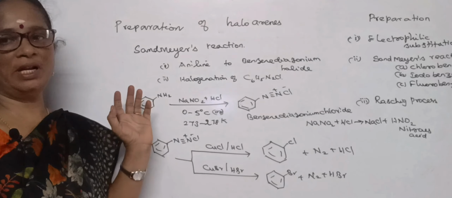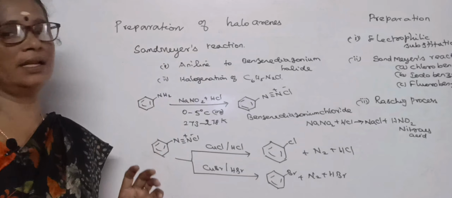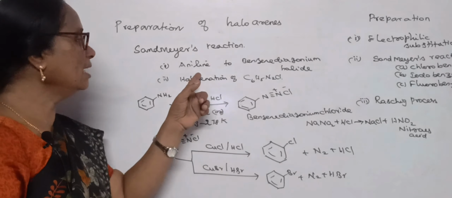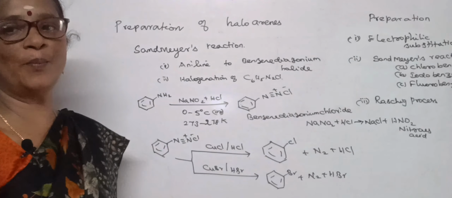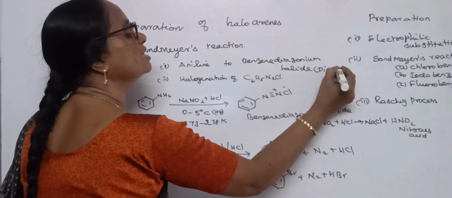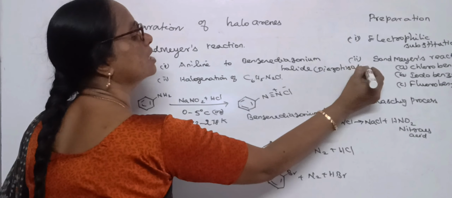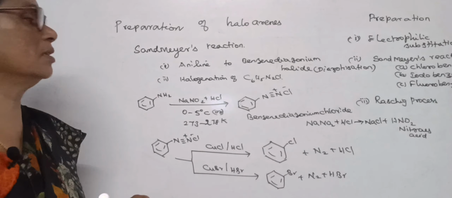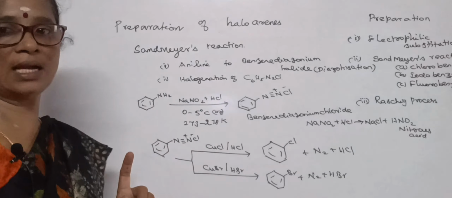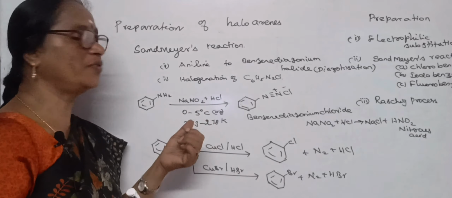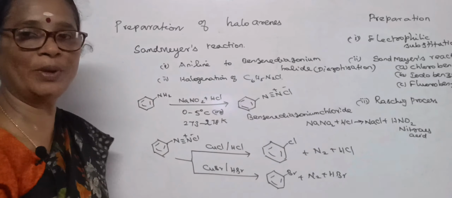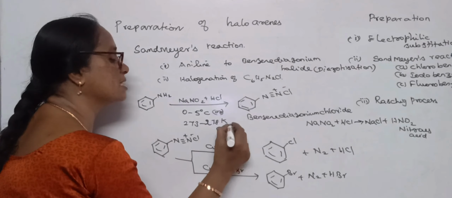The next method of preparation of haloarenes is by Sandmeyer's reaction. Before going to Sandmeyer's reaction, aniline is to be converted into benzene diazonium chloride. That process is known as diazotization. So when aniline is treated with sodium nitrite and hydrochloric acid at a temperature of 0 to 5 degrees Celsius or 273 to 278 Kelvin, that is, the reaction is carried out in cold condition.